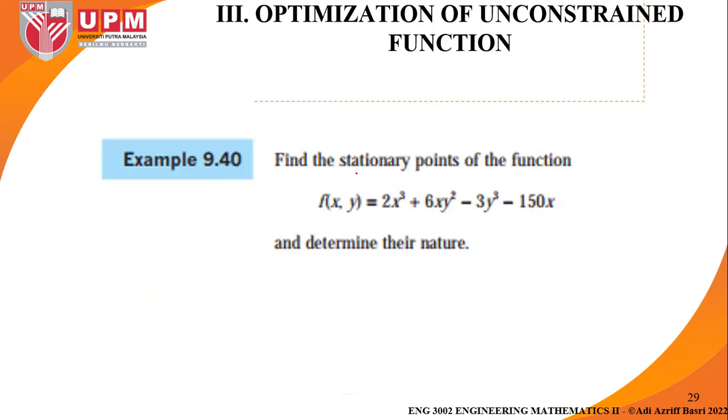The question is: find the stationary points of the function f(x,y) equal to 2x to the power of 3 plus 6xy squared minus 3y to the power of 3 minus 150x, and determine their nature. Okay, their nature. So there are three main pieces of information. First is the stationary point of this function. This is the main function. The third one is to determine the nature.